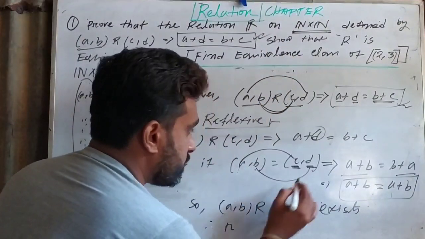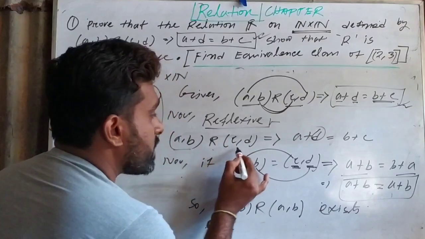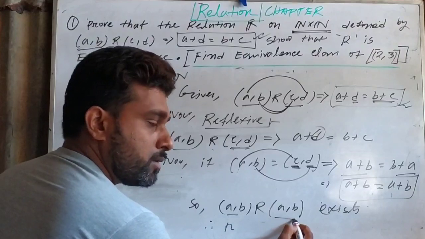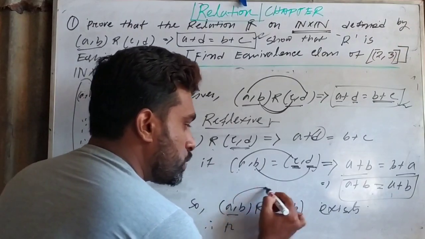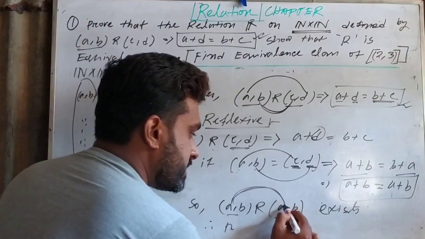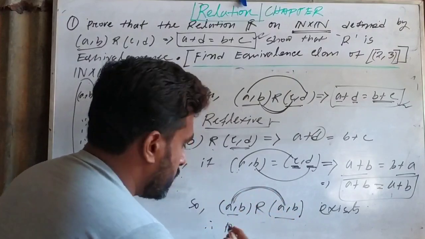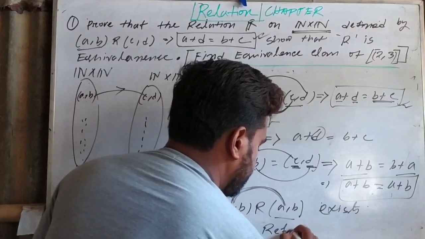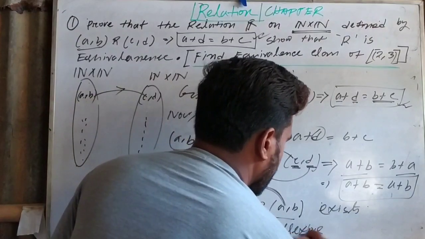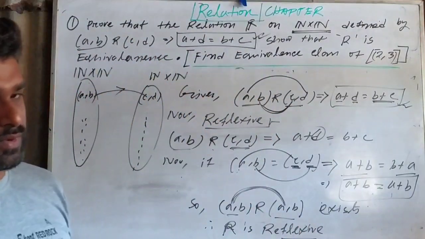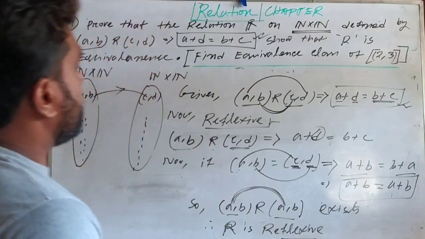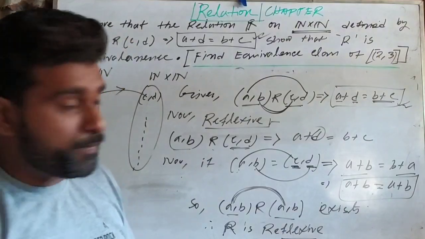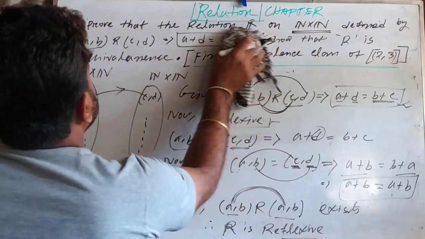So in place of C and D, you can see (A, B) R (C, D), in place of (C, D), I have chosen (A, B) here. Okay, so that means the relation between two same ordered pairs is the property of reflexivity. So R is reflexive. Okay, reflexive proved. Now our next part.